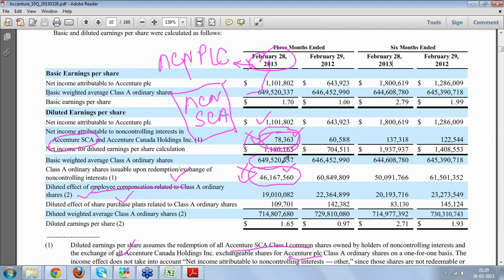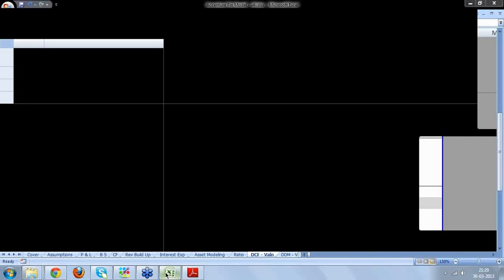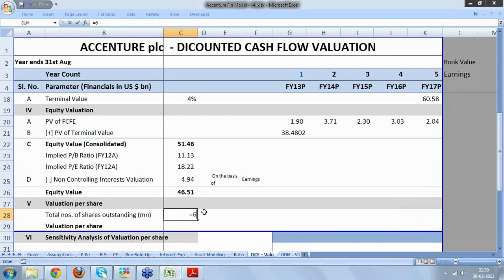So 649.52 million plus these is what is going to be my total number of shares. 649.52 plus 19.12. So that's exactly what I'm going to consider now. So I'll erase all drawings, and with this 649.52, my total number of shares outstanding is 649.52 plus 19.12. I hope you all understand.